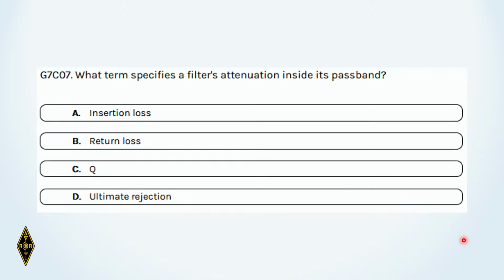So what term specifies a filter's attenuation inside its passband? Alpha. You can't get something for nothing. When you insert a filter, it's going to attenuate the signal slightly. We showed the example of 2 dB, which would be about typical.